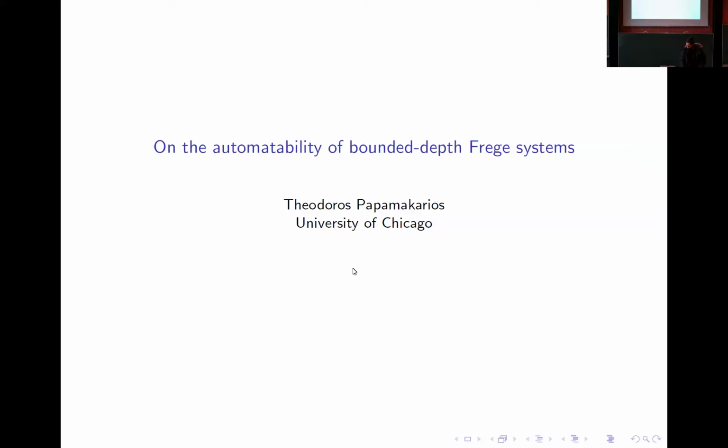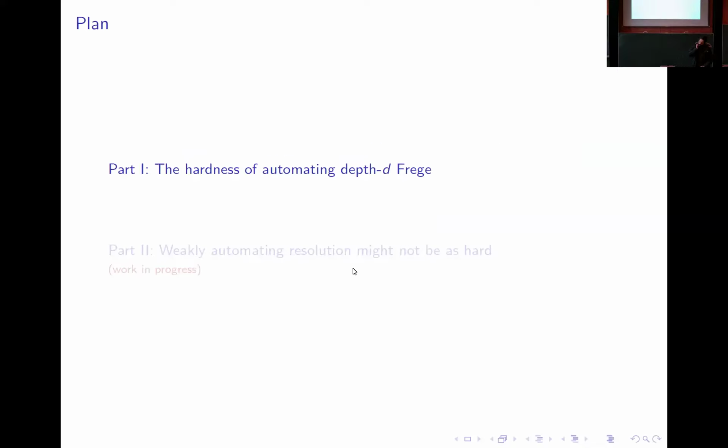My talk will have two parts. In the first part, I'll try to argue how to extend the Atserias-Müller result to bounded depth Frege. And in the second part, I'd like to talk about the problem of whether resolution is weakly automatable. And I'll try to suggest that that problem might not be as hard.